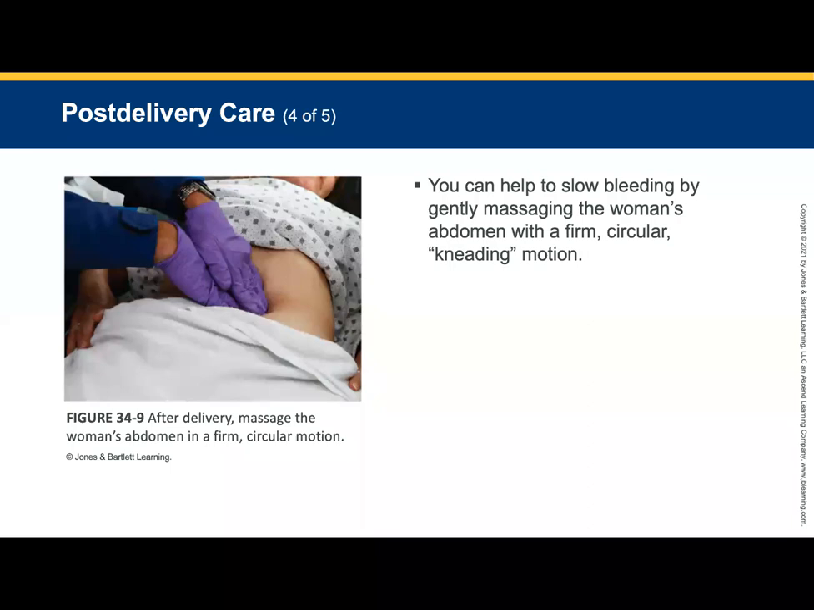If you have the time and you're able to, you can do a gentle massage on the abdomen, and you want to do it in a circular motion. Tell the female what you're doing and why you're doing it, and what you're trying to do is help to stimulate the blood to coagulate and to slow that bleeding process. It's an abdomen massage. You do a firm, circular, kneading motion with one hand cupped over the top of the fundus and over the pelvic bone.